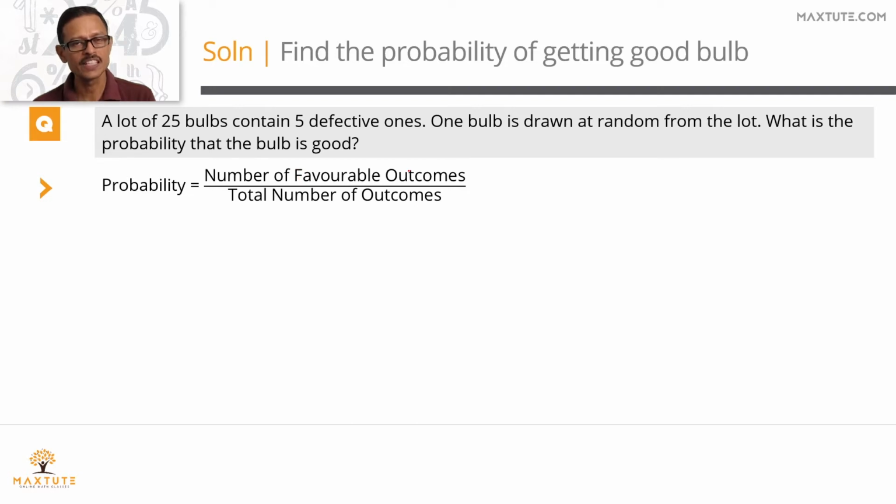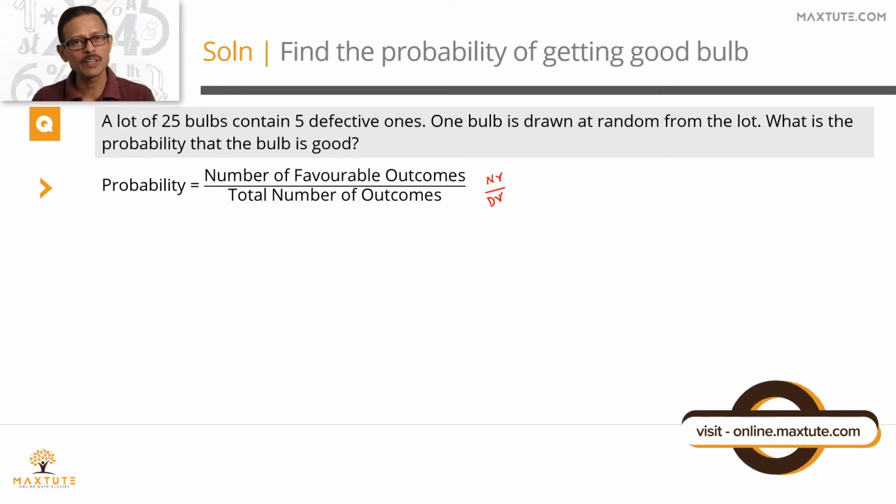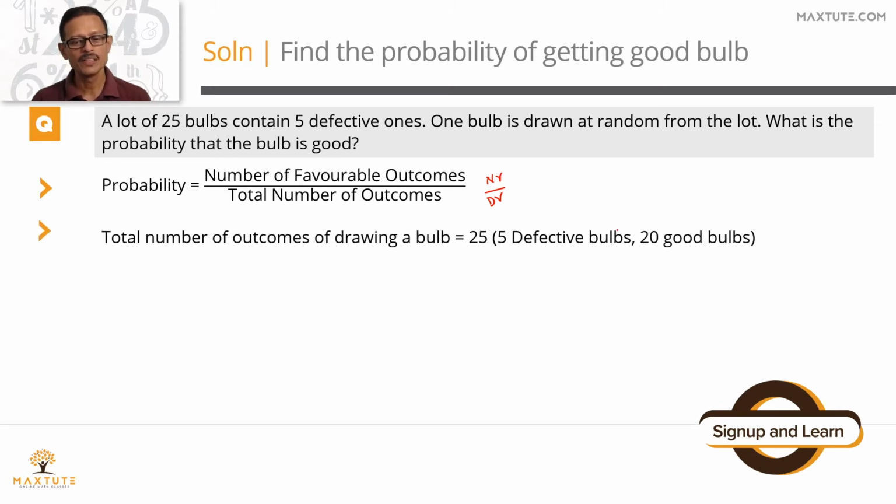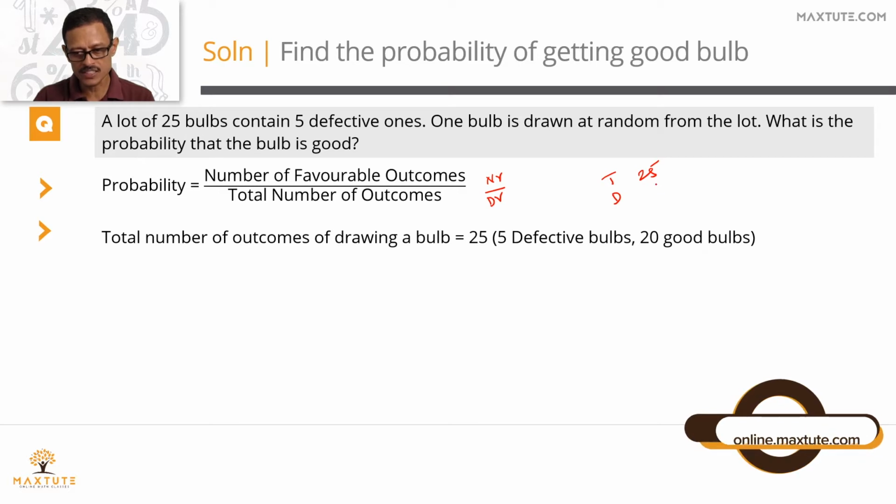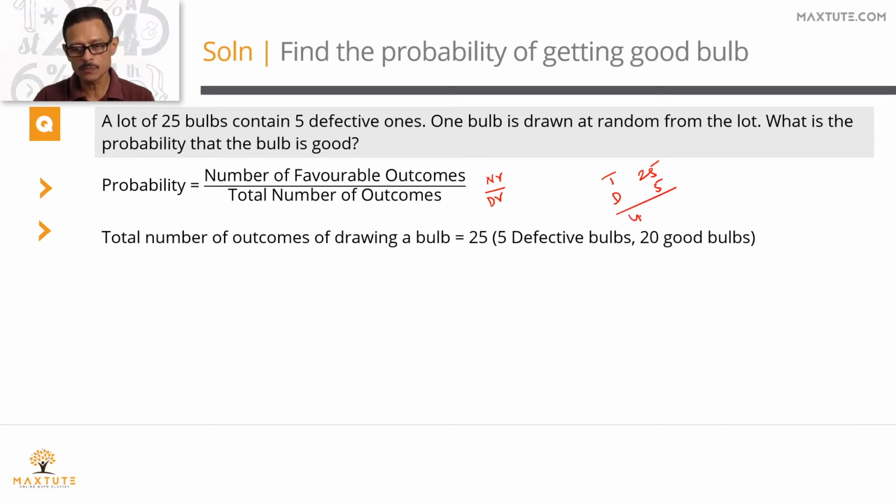Probability of an event is the number of favorable outcomes in the numerator divided by the total number of outcomes in the denominator. We are drawing one bulb from a lot that comprises 25 bulbs. So the total number of outcomes, the number of ways of drawing one bulb from this lot, is equal to 25. That's the total number of bulbs. Defective bulbs, the question says, is equal to 5. So the good bulbs out of this is going to be the balance, which is equal to 20.